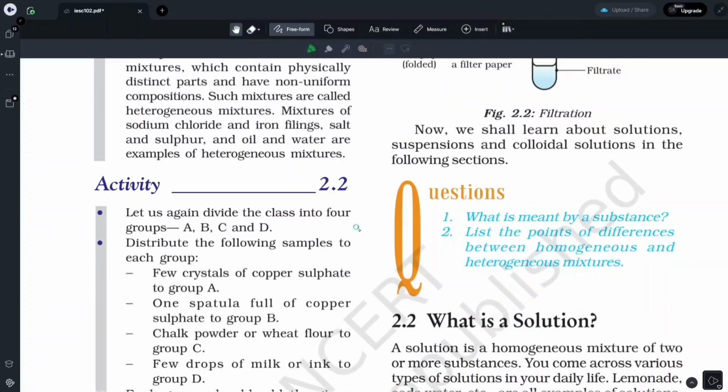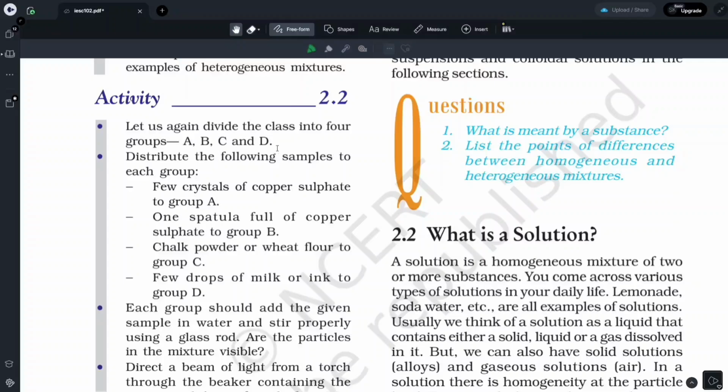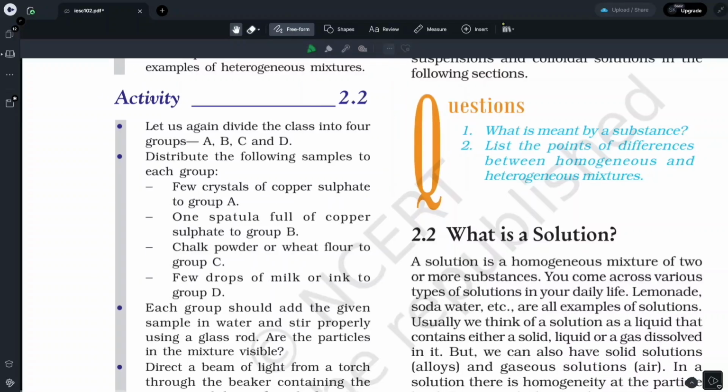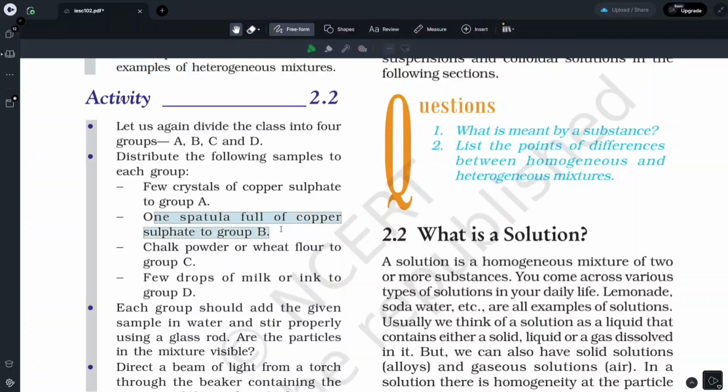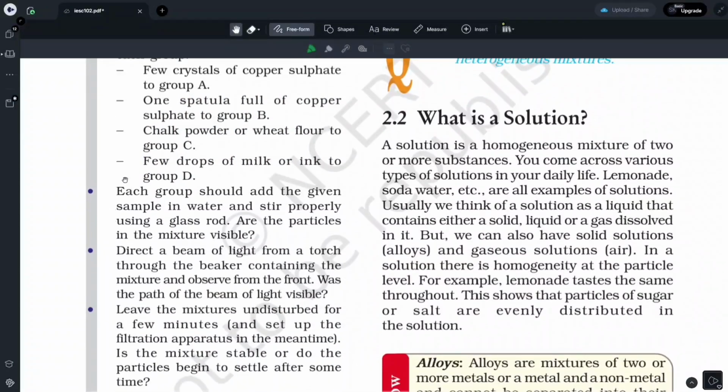Let's discuss activity 2.2. Let us again divide the class into four groups A, B, C and D. Distribute the following samples to each group. A few crystals of copper sulfate to group A, one spatula full of copper sulfate to group B, chalk powder or wheat flour to group C, a few drops of milk or ink to group D. Each group should mix the given sample in water and stir properly using a glass rod. Are the particles in the mixture visible?